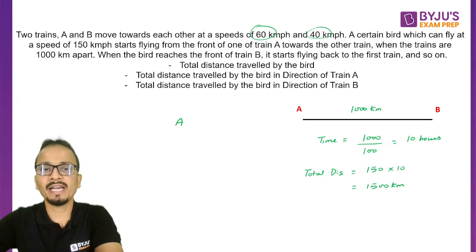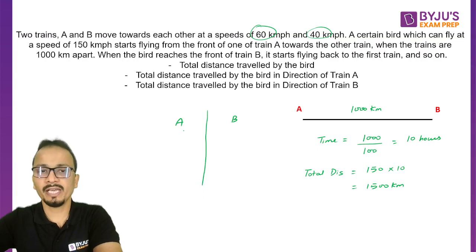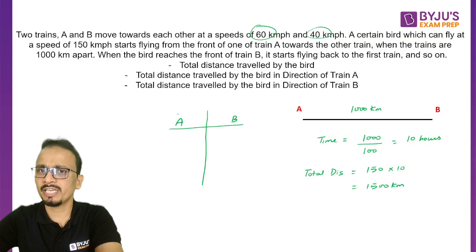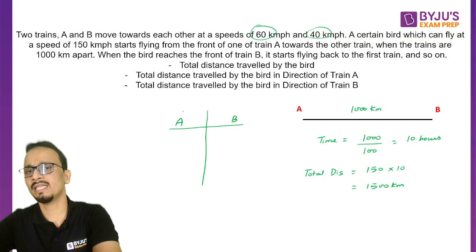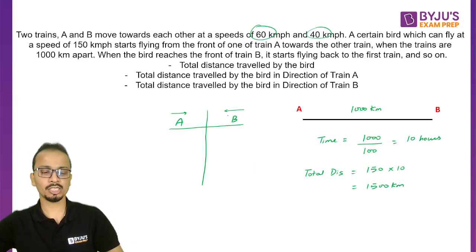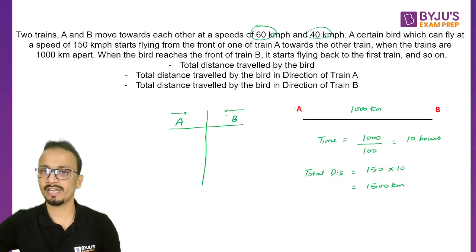Now you'll have to divide this total distance in the direction of train A, that means towards the right hand side, since train A is moving in the right hand side direction, and in the direction of train B. So this is what we have to find out.